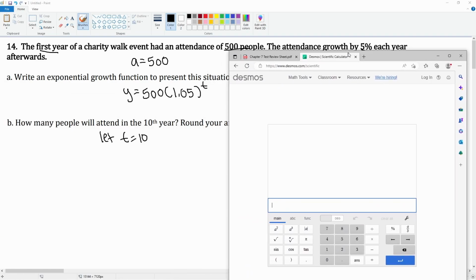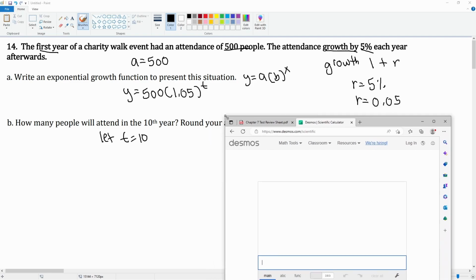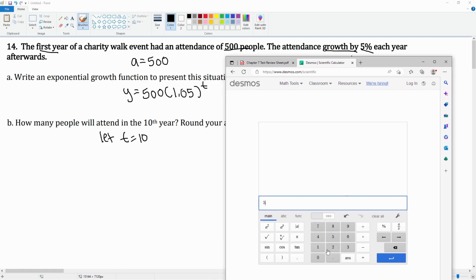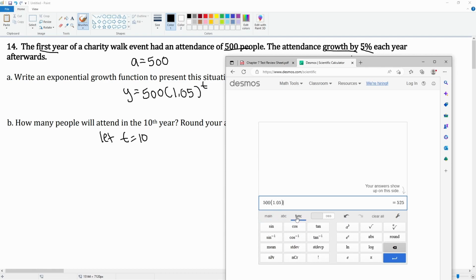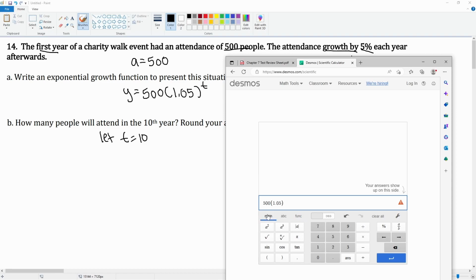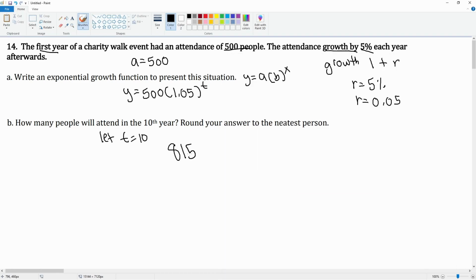Okay, so here's the calculator, and I just have to type in that function. So 500, parentheses 1.05, and then I raise it to the 10th power. So there you go. If you can see it, it is 814.4. So we can say about 815 people, because we round it up to the nearest person. Okay, so there you go.